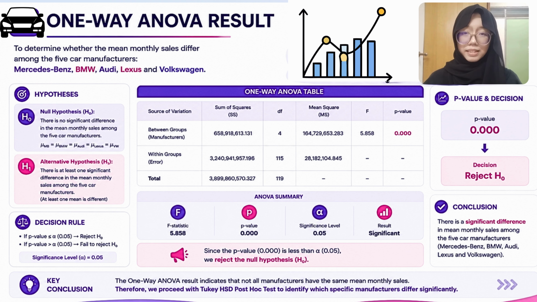Next, this slide presents the result of the one-way ANOVA. The null hypothesis states that there is no significant difference in mean monthly sales among the 5 manufacturers, whereas the alternative hypothesis states that at least one manufacturer has a different mean monthly sales. From the ANOVA table, the p-value is less than 0.05. Therefore, we reject the null hypothesis and conclude that there is a significant difference in mean monthly sales among the 5 manufacturers. However, ANOVA doesn't identify which manufacturers differ. Therefore, we proceed with the Tukey HSD post-hoc test.